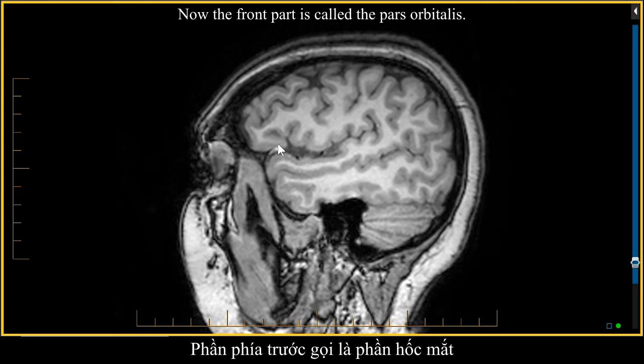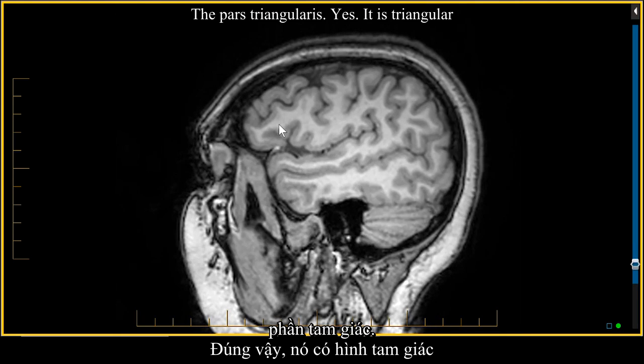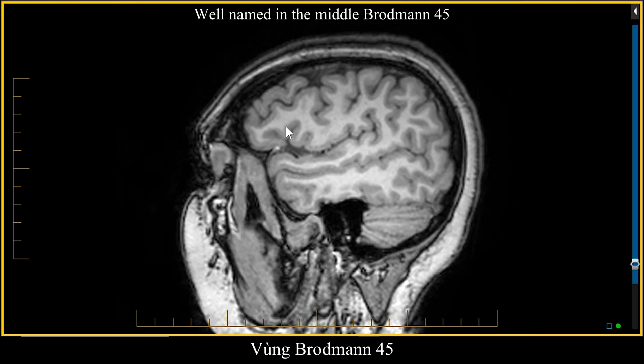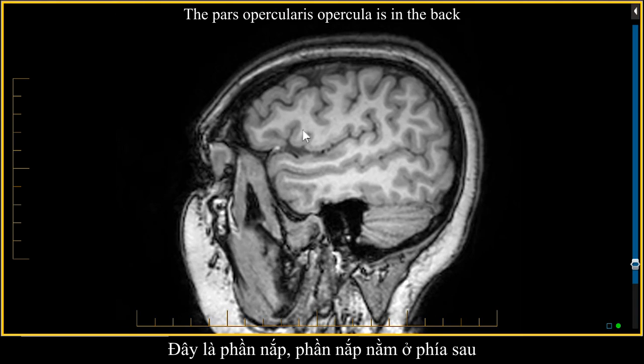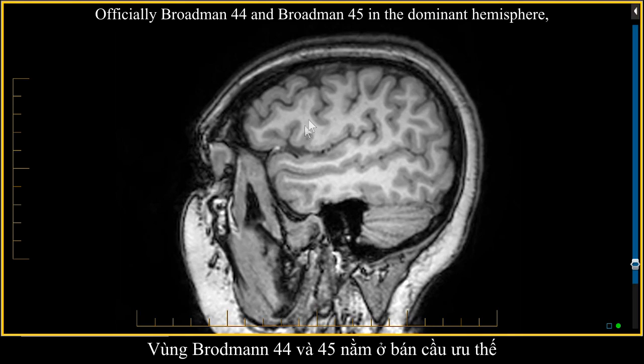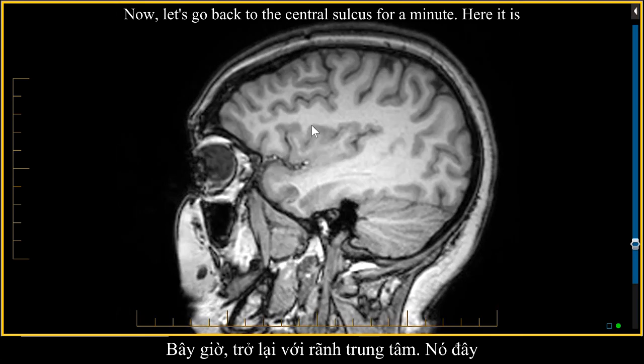Now, the front part is called the pars orbitalis. It's going to abut the orbital gyri. This is Brodmann 47. The pars triangularis, yes, it is triangular, well named in the middle, Brodmann 45. The pars opercularis, or opercula, is in the back, which is the start of the frontal operculum. This is Brodmann 44. Officially Brodmann 44 and Brodmann 45 in the dominant hemisphere, which is usually on the left side, forms Broca's area.